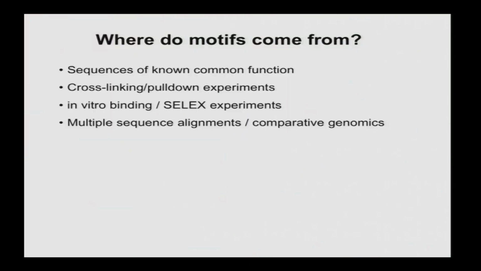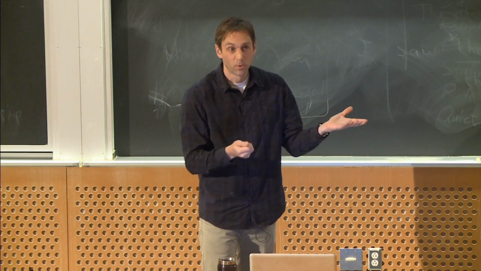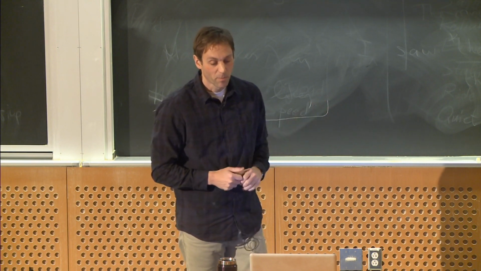Okay, so we talked about where the motifs come from. These are just some examples. I think I talked about all of these except for in vitro binding, right? So in addition to doing a ChIP-seq where you're looking at the binding of the endogenous protein, you could also make recombinant protein, incubate that with a random pool of DNA molecules, pull down, and see what binds to it, for example.